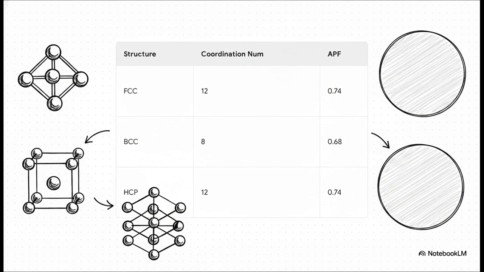And when you run the numbers, a super fascinating pattern emerges. FCC and HCP actually tie for the win. Both boast a coordination number of 12 nearest neighbors and an APF of 0.74. That means 74% of the volume is pure solid atom, which is mathematically the maximum possible packing efficiency for spheres of equal size. BCC, on the other hand, with its single atom trapped inside the center, only has a coordination number of 8 and an APF of 0.68, so it's a slightly looser, more open kind of architecture.